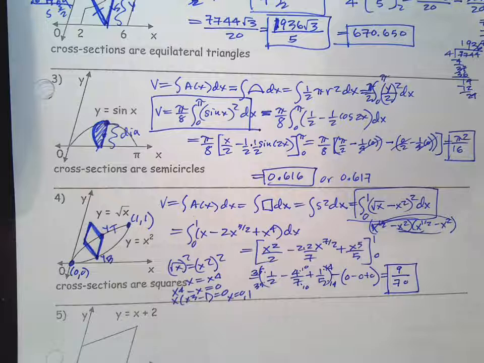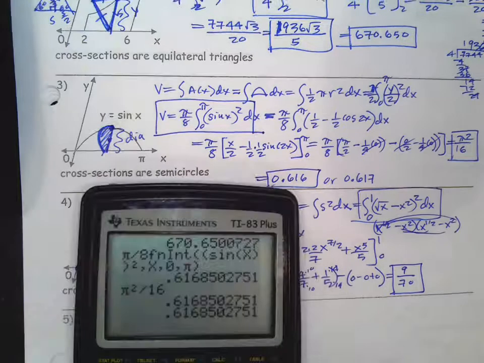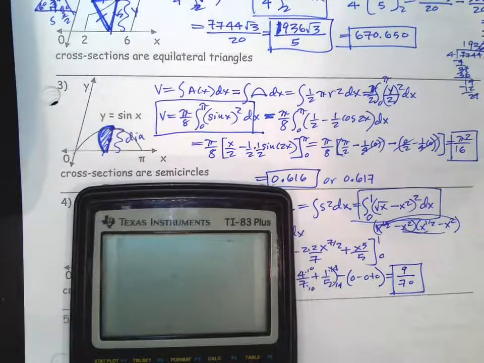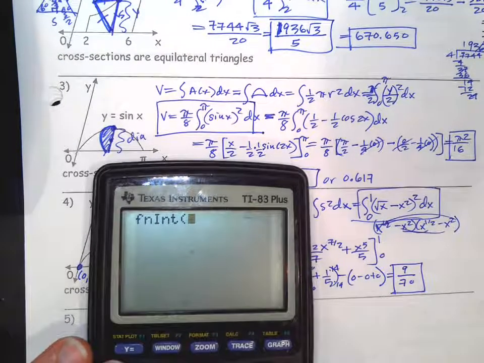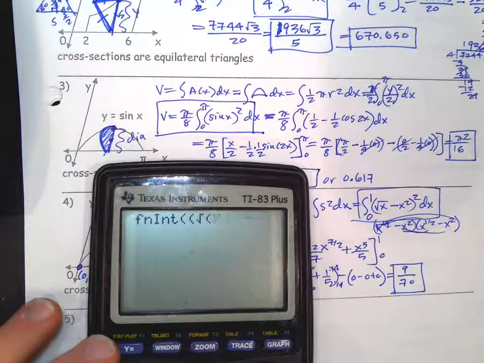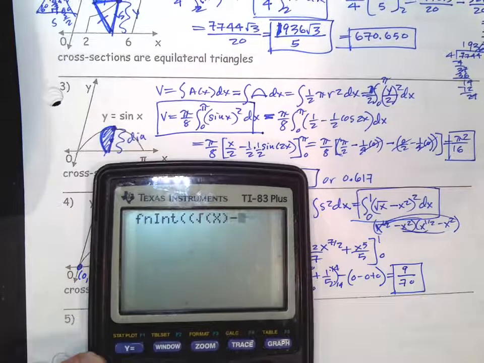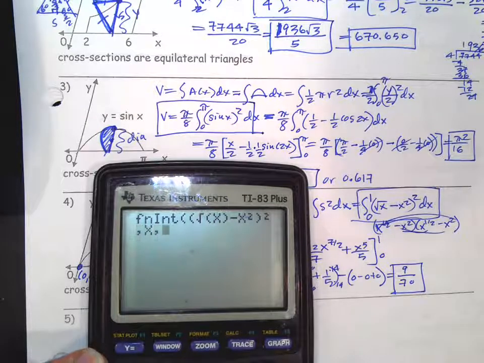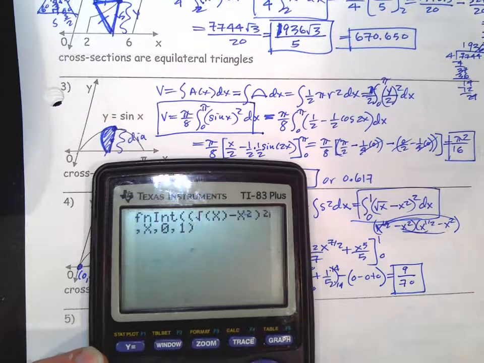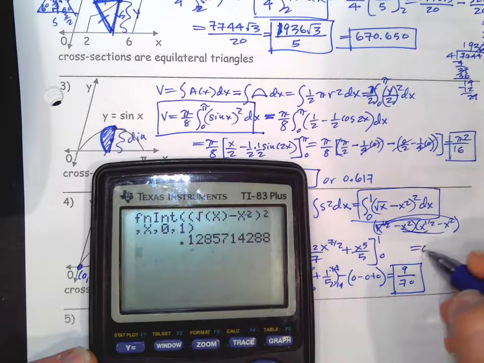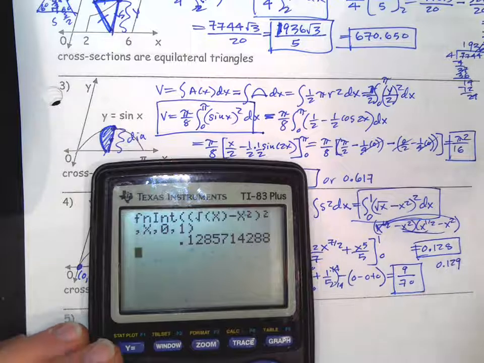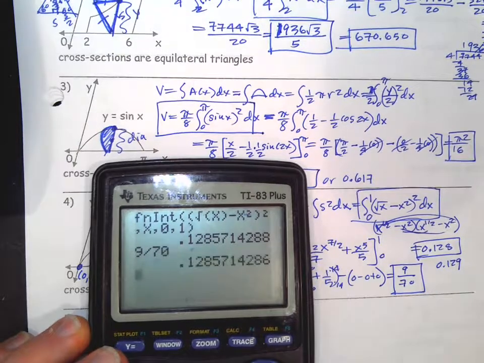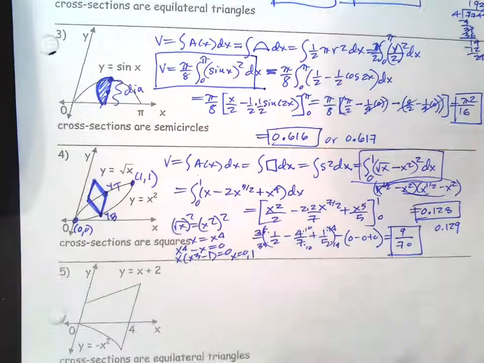Now, let's just do it on our calculator. I'm going to do math 9, and I'm just going to put this one in here. So it's going to be parentheses, you've got to add those extra parentheses. Square root of x, close parentheses on the square root, minus x squared, close parentheses on all of that. Remember the squared, comma x, comma 0, comma 1. And the answer from our calculator is 0.128 or 0.129. Let's check. Is that the same thing as 9/70ths? It is. Good sign.